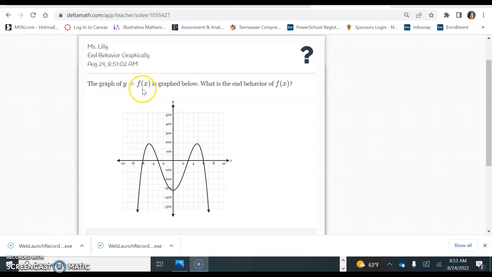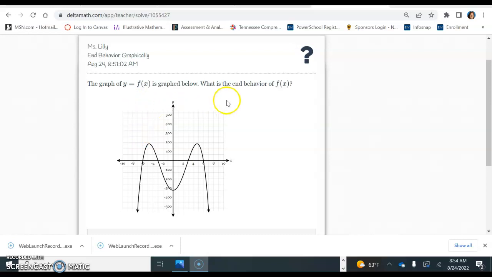It says the graph of y equals f of x is graphed below. What is the end behavior of f of x? Okay, so they're saying this graph is f of x. Your end behavior comes from each end, or each side, of the graph. If it dead ends, it will have a dot and it will stop. If it has an arrow, it means it continues. If it continues down, it's going towards negative infinity. If it continues up, it's going towards positive infinity.